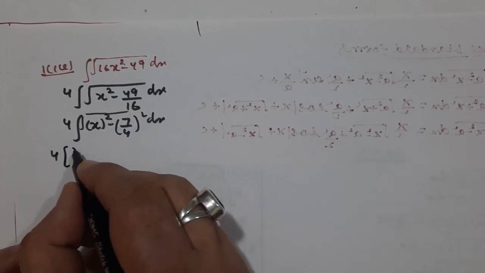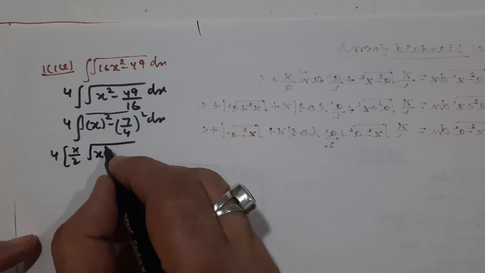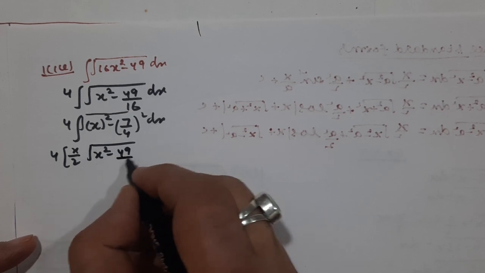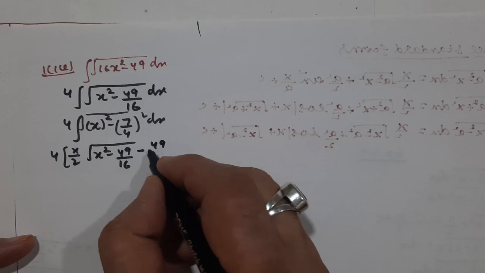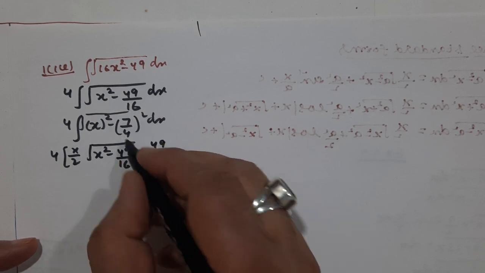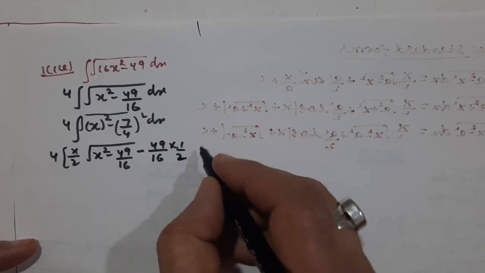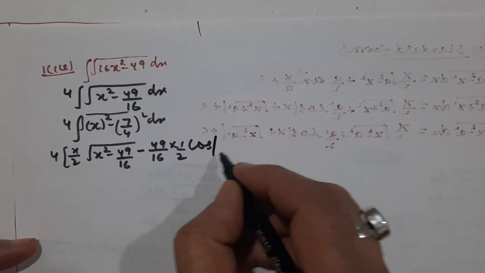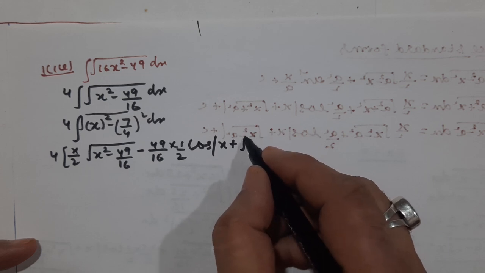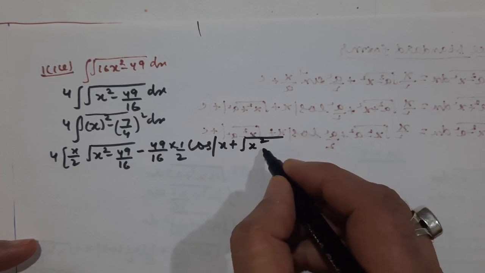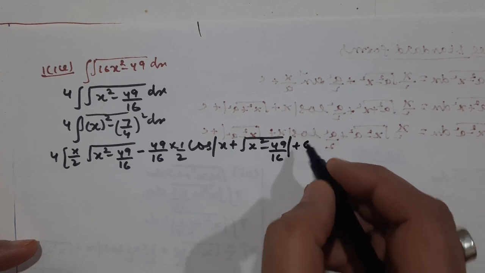So the formula is x upon 2 under root x square minus a square minus a square upon 2. A square means square of 7 by 4. This is 49 by 16 into 1 by 2 log x plus under root x square minus a square, like this, plus c.